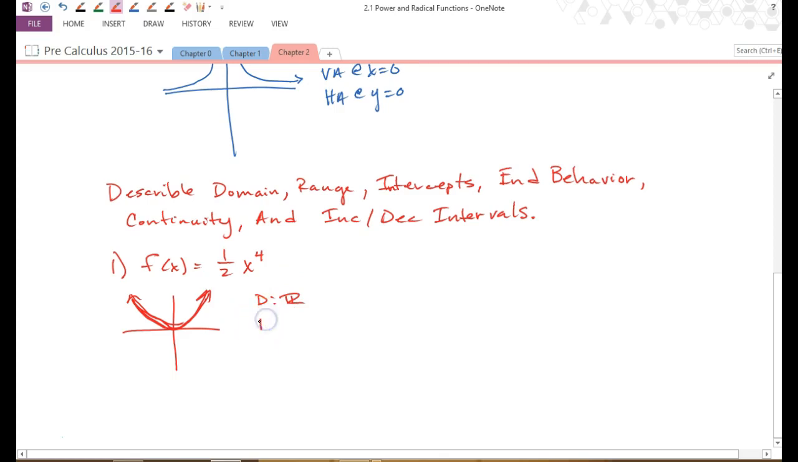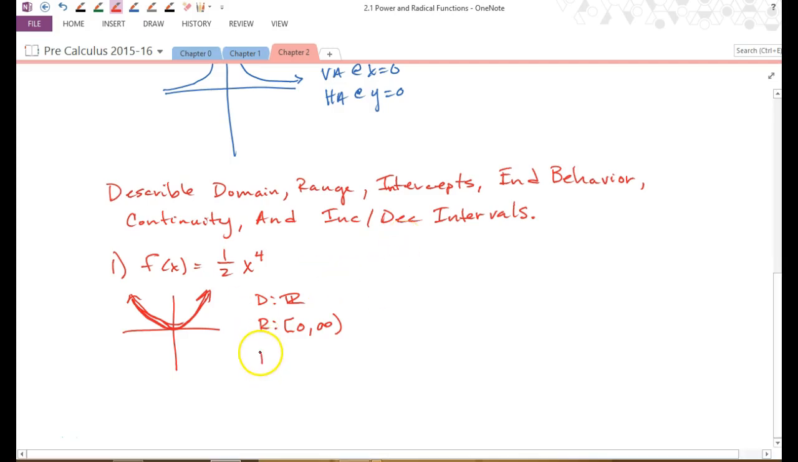Okay, what about the range? Think about from the bottom up. What is the lowest y value that you might have? At 0, that's where it starts, and then it goes upwards. We include the value of 0, so we go from 0 to infinity. You could also write that as y has to be greater than or equal to 0. That would work.